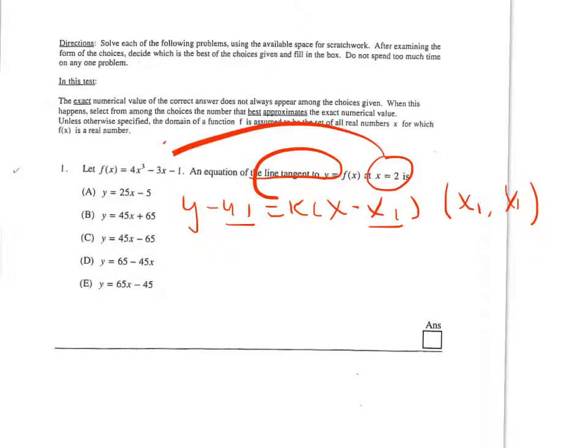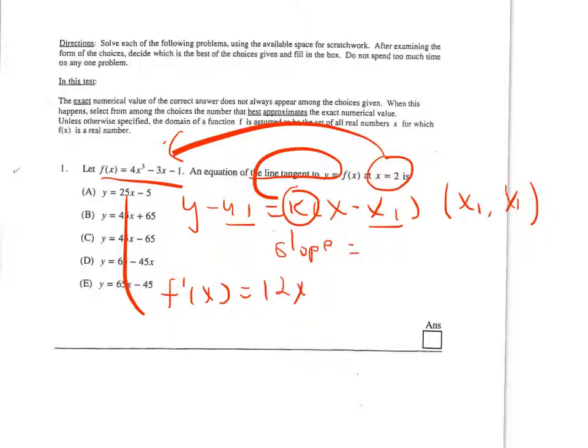And as for the slope, k, which should also be relatively easy. When we see the word slope, you should realize it's asking for the first derivative of the original function. Now we take the derivative of the original function. We have f prime x equals 12x squared minus 3. We plug 2 back in, we'll get 45.